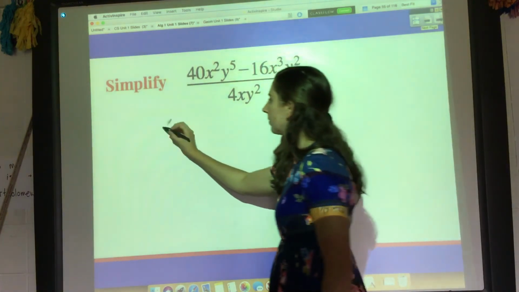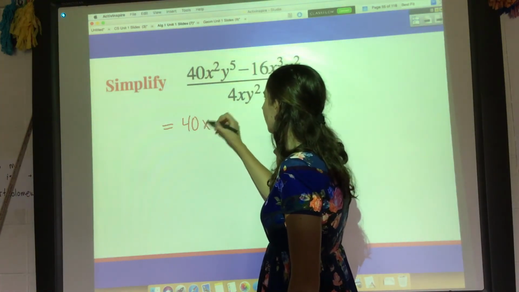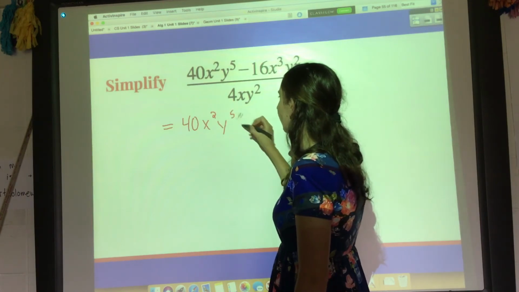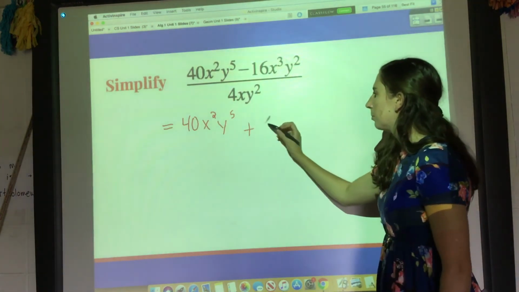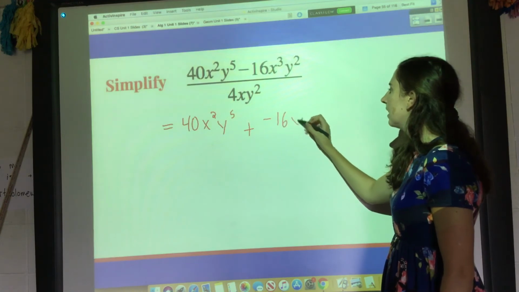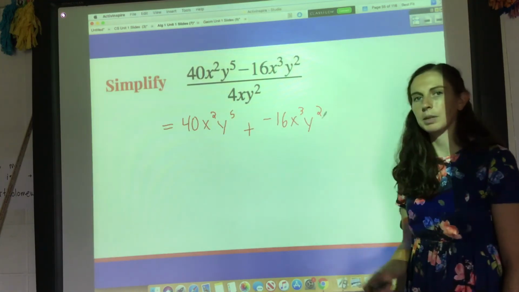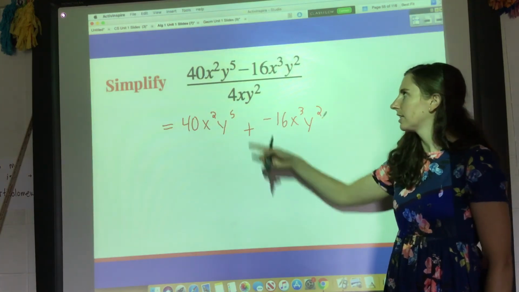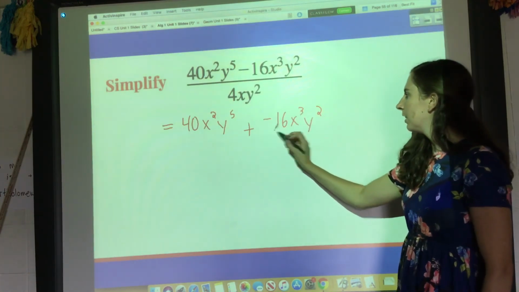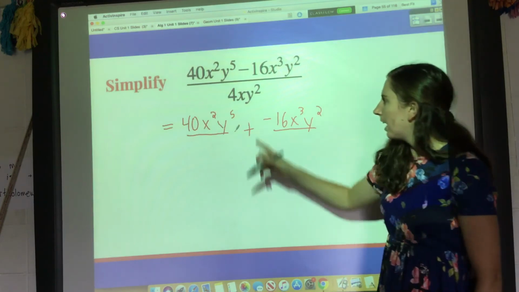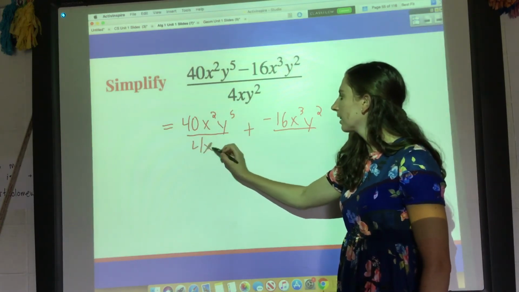Okay, still going here. Let's try this one. I'm going to put 40x squared y to the 5th, and oh, that's a minus. Minus 16x cubed y squared. Sorry for the plus minus, but adding a negative is the same thing as subtracting anyway. And all over 4xy squared.